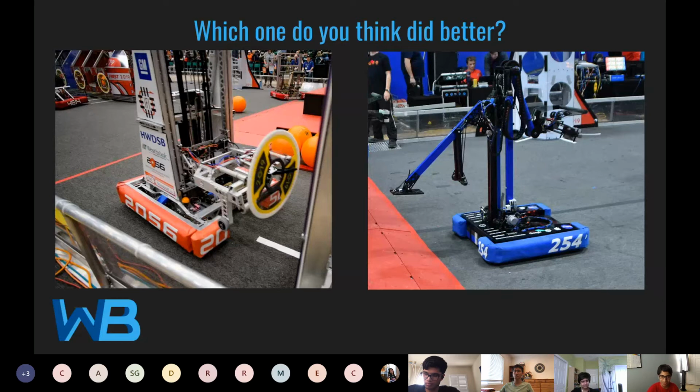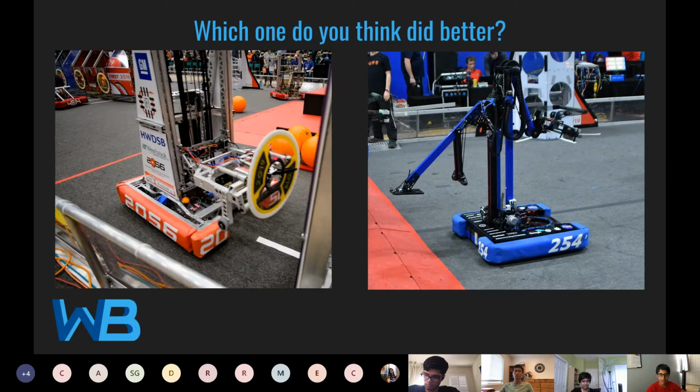I'm not gonna wait for anyone to answer this one, because truth is, both of them just did incredibly well, and they each failed in their own specific areas. This is where it comes down to, again, simplicity versus effectiveness. 2056 did the bare minimum to achieve the challenge at hand, right? Just one joint for deployment, and then the end effector. Just the absolute bare minimum necessary. And they did pretty well, right?